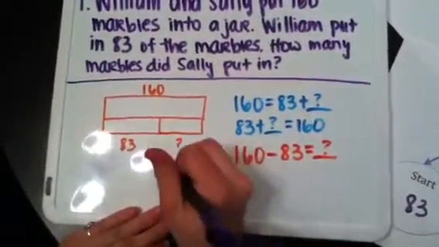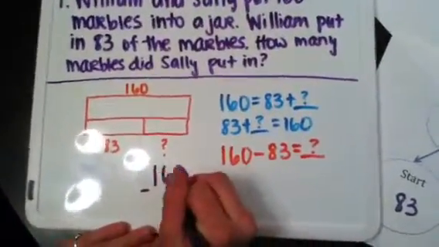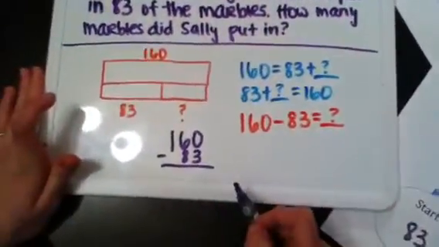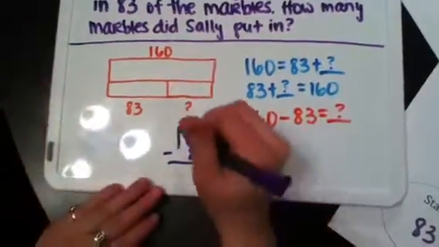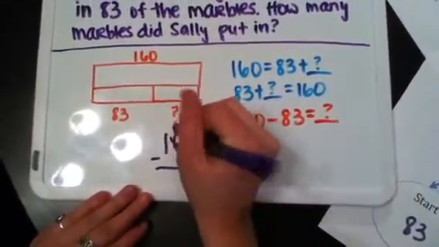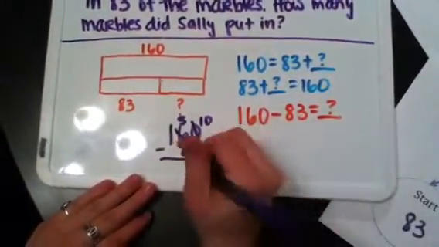So now it's time to solve this equation. So we're going to do 160 minus 83. So this is our equation that we need to solve. And as you can see, we got it from here. So we cannot do 0 minus 3, so we're going to go ahead and borrow. Make that a 5, 10. 10 minus 3 is 7.